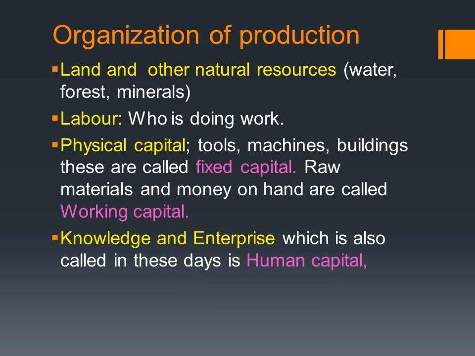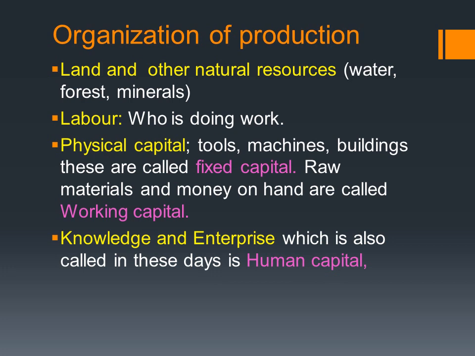Now, we are going to know what the main things to organize production are. The organization of production requires land, labor, physical capital, knowledge and enterprise. You may think why these are important for organizing the production. Land and other natural resources are important for any startups, either farming or non-farming activities.